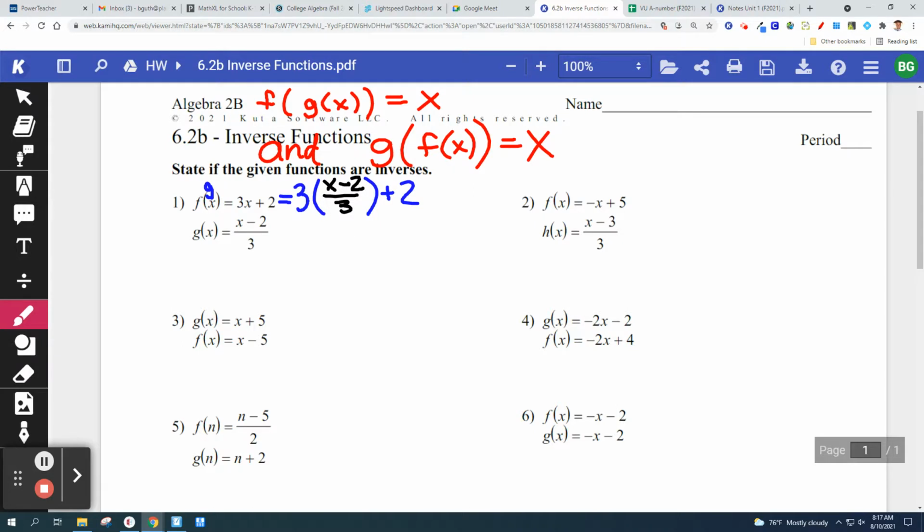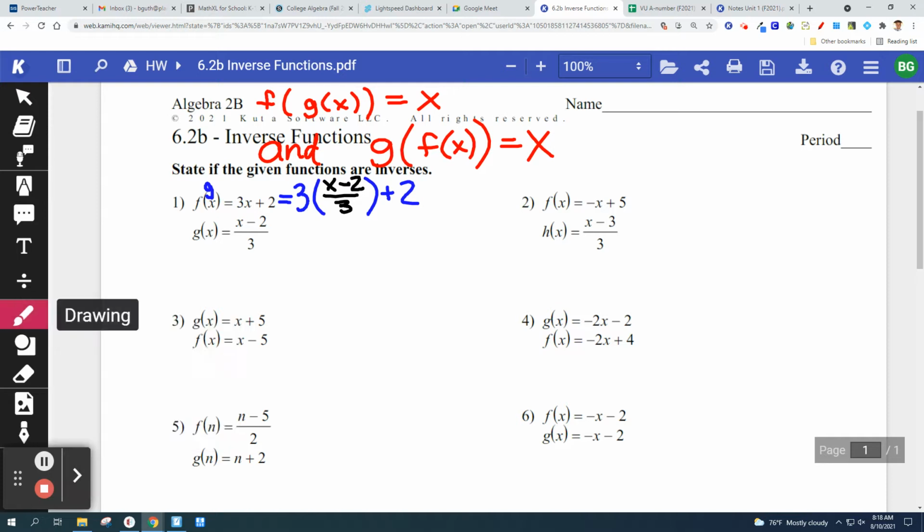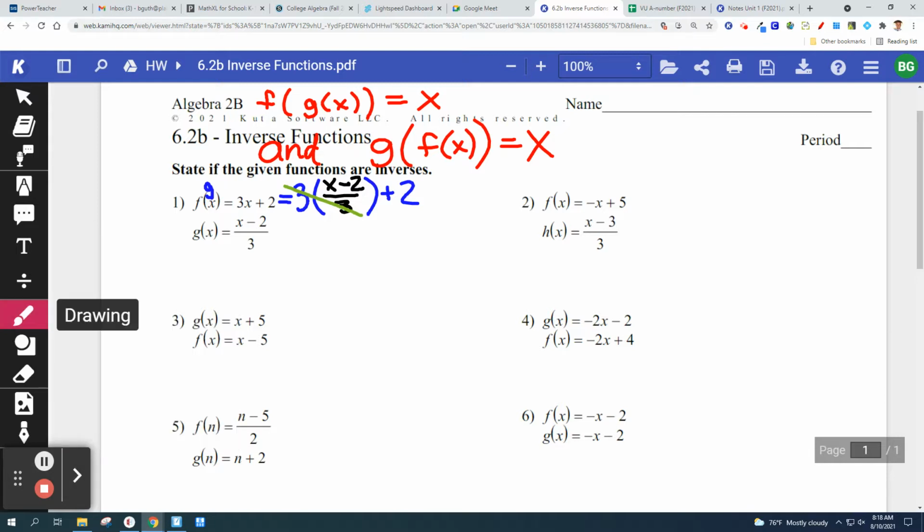So what we're doing is plugging a function into the other function. And hopefully all of the numbers are going to cancel out. That's what inverses do. So if you had to simplify this expression, okay, check it out. This 3, I don't need to distribute because it's going to cancel with this 3. The times 3 divided by 3 cancel out. And so then what do we have at this point? We have x minus 2 plus 2.